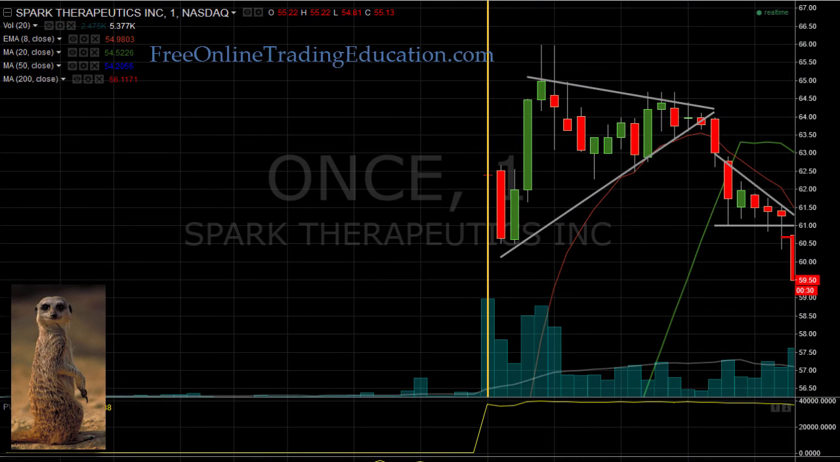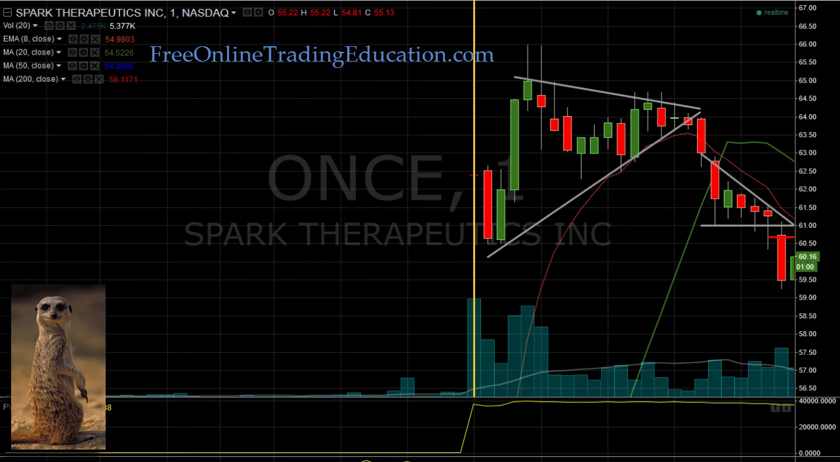Let's take a look at a trade that we had in the GrokStar Trading Room this morning, and it was on ONCE, Spark Therapeutics. It had popped up 65% at opening, and then what did it do? It did a symmetrical triangle here, and it broke down. Well, we missed that, but then it was doing a descending triangle here, which is also a bearish pattern.